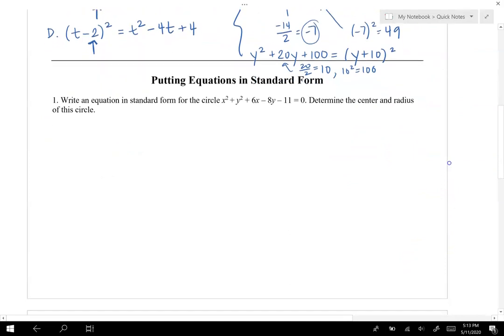So why are we learning how to complete the square? It's a tool that helps us define the equations of circles in standard form. You'll see this again in Algebra 2 and Pre-Calc. So we're going to write an equation in standard form for this circle. So I'm already telling you this is a circle. Can you determine the center and radius of this circle?